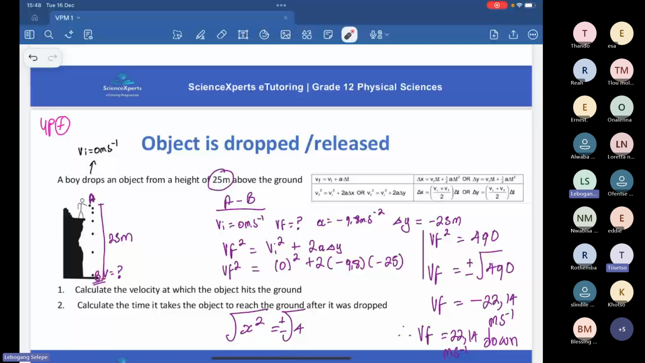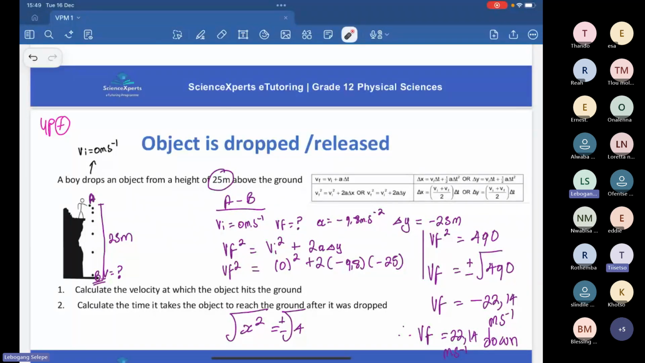So direction, you take it based off your observation. What you are observing on the diagram, you see that at B, my direction is down. So the direction of the velocity is the direction in which the object is moving, right? So therefore, it's down.